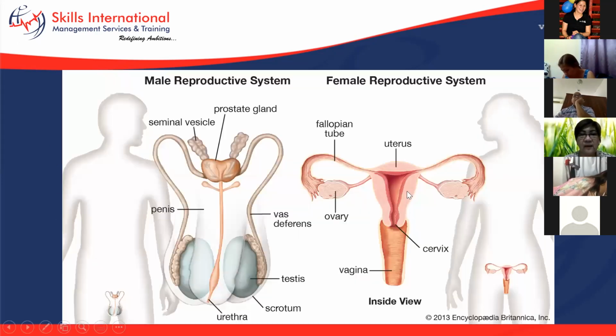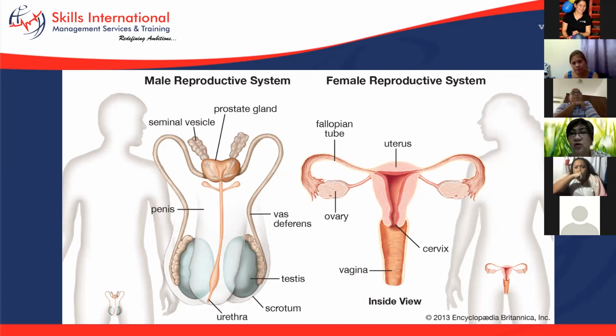Let us see yung ating reproductive system. Ito yung male and the female side. Sa male, meron tayong prostate gland, seminal vesicle, meron siyang penis, vas deferens, testis, scrotum, and the urethra. Tingnan nyo yung difference, ha? So doon sa right, with the reproductive system ng female, meron tayong dalawang fallopian tubes, both left and right. So meron tayong uterus doon sa gitna, ovary down of that fallopian tubes.